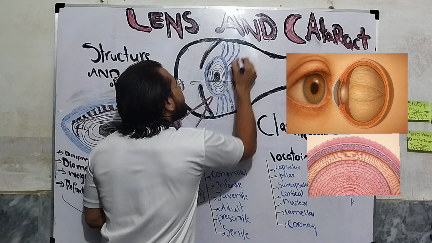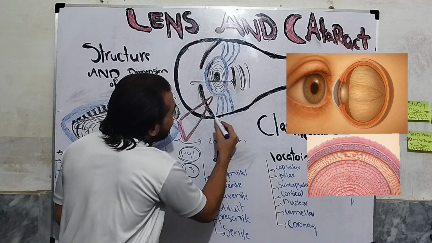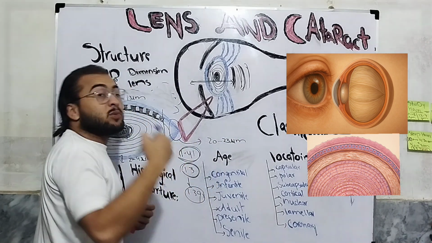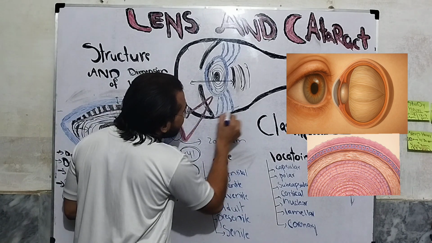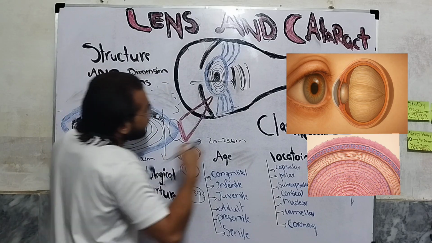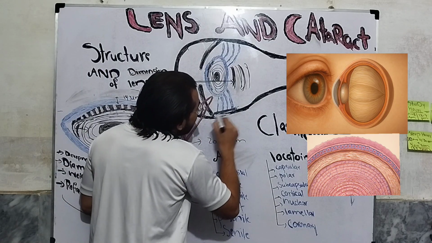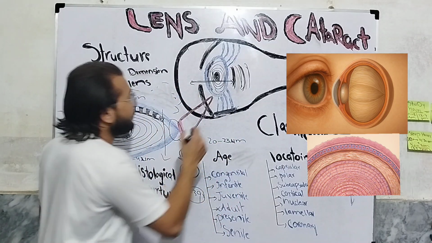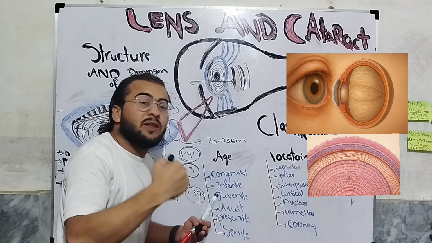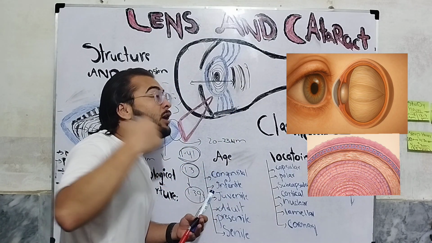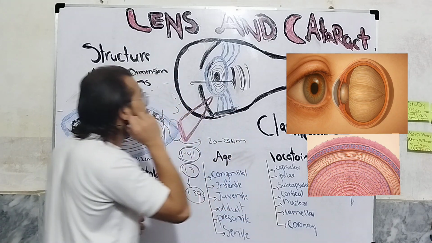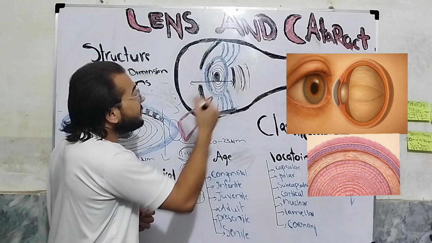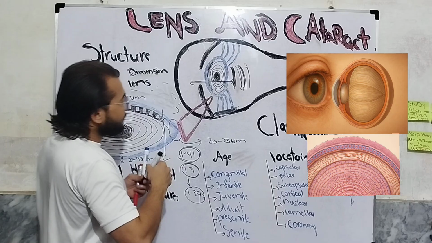They are the suspensory ligaments. They originate from the ciliary body, from the non-pigmented epithelium of the ciliary body. This is the ciliary body. The suspensory ligaments, or zonules, are made up of collagen fibrils. The collagen fibrils make up the filaments, and ultimately these zonules.